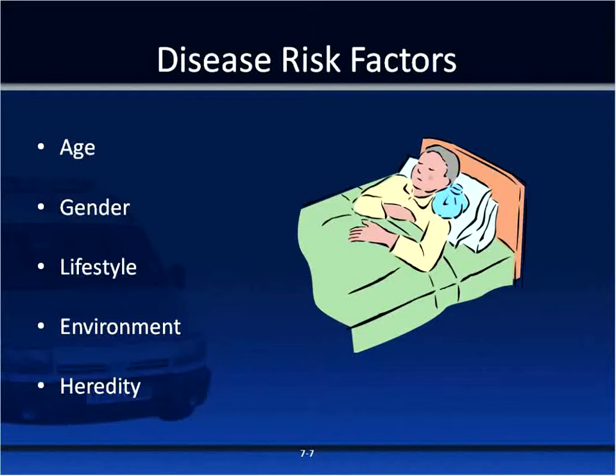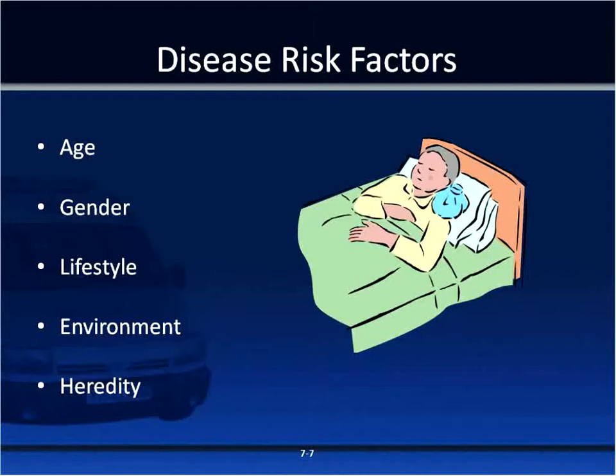Disease risk factors. Age is an important risk factor associated with the onset and progression of some diseases. For example, the newly born are at risk for disease because their immune systems are not fully developed and able to fight off infection. As we age, our risk of developing conditions such as Alzheimer's, Parkinson's, cancer, stroke, heart disease, and arthritis all increase.